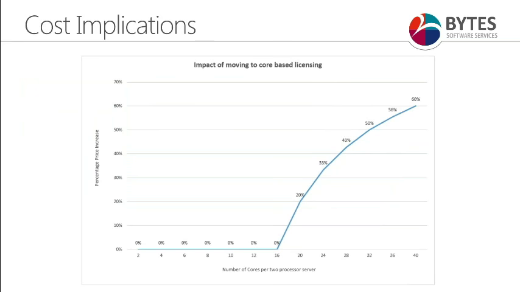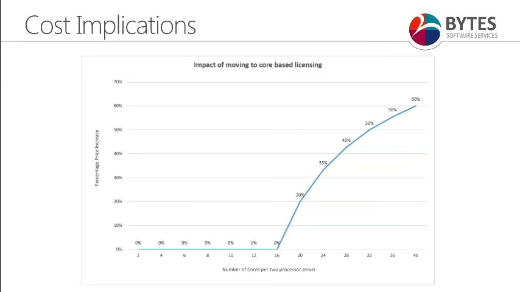In terms of the cost impact, as you can see, if you've got more than 8 cores per processor or more than 16 cores per server, you'll see an impact because you're going to have to buy more core licenses than you would have done in the equivalent processor-based license model.